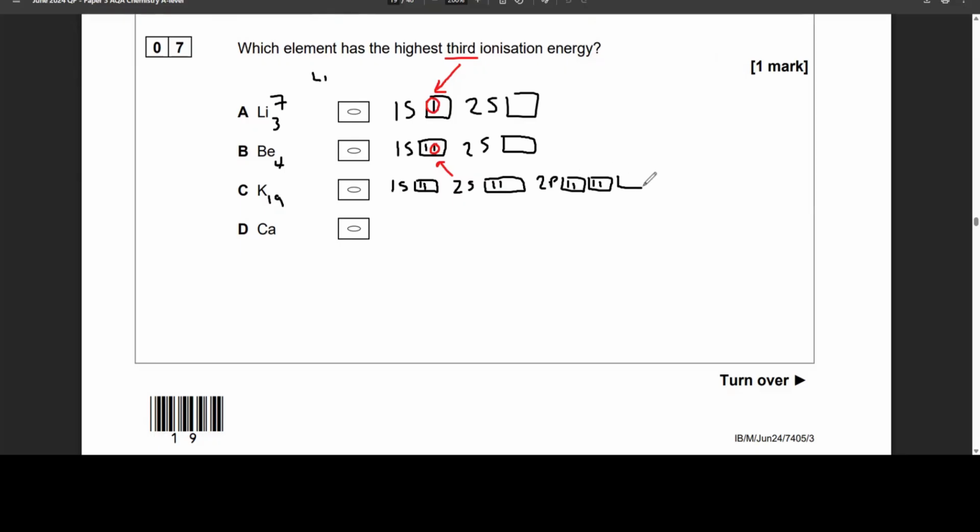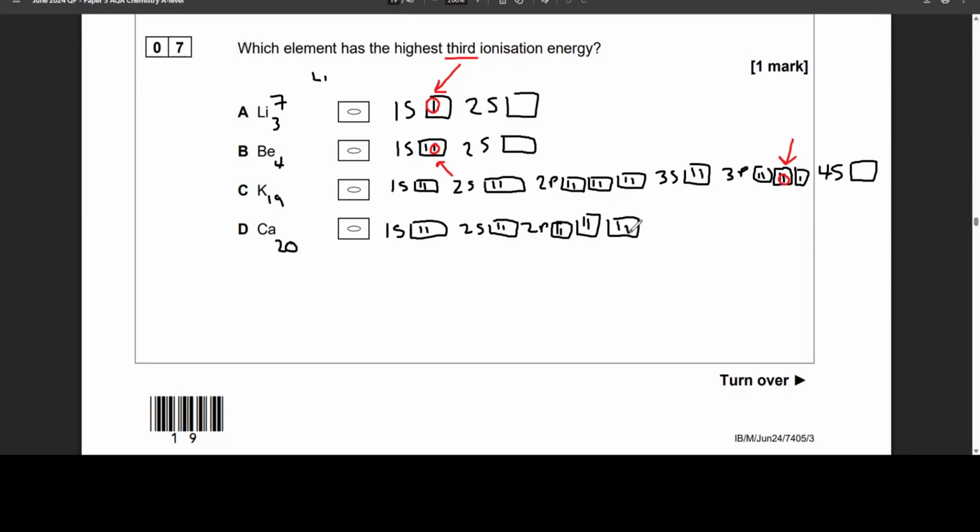Now let's look at potassium. Potassium has 19 electrons, so we're going to go right up to 3s2, 3p6, and then 4s1. We're going to remove the first one, then the second, and then we're going to have to remove one of the 3p electrons, this one circled in red. But this is a partially filled 3p subshell. So at the end of the day, it's going to be easier to remove than breaking into beryllium, which is a whole new energy level and a filled subshell.